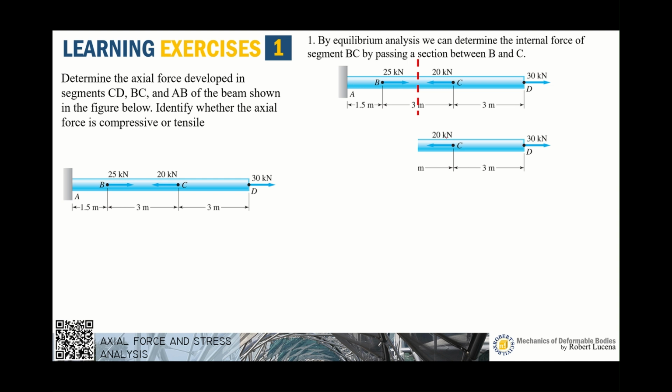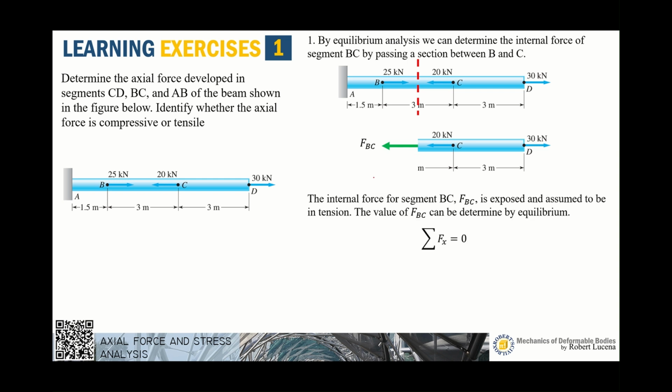Okay, so now I'm about to expose the internal reaction. This time I'm still assuming that this is in tension. So the internal reaction is FBC for segment BC. If I have a positive value, I have the correct assumption that this is in tension. Otherwise, if I have a negative value of FBC later on, that means the tension direction is not the right direction, but rather it should be in compression. So the internal force for segment BC, FBC, is exposed and assumed to be in tension.